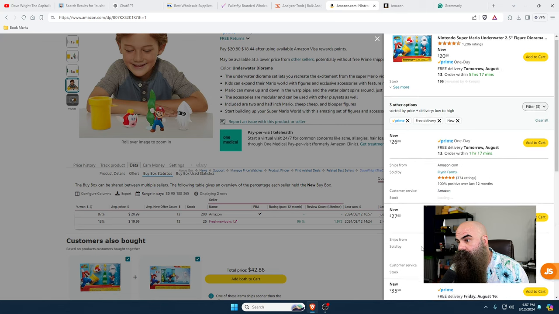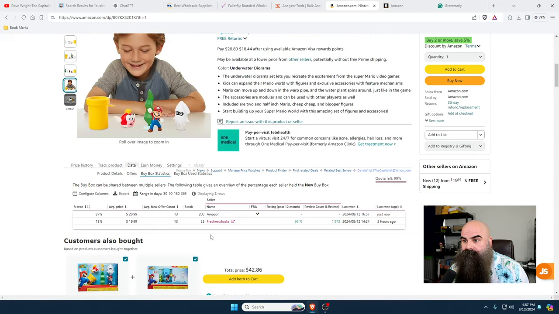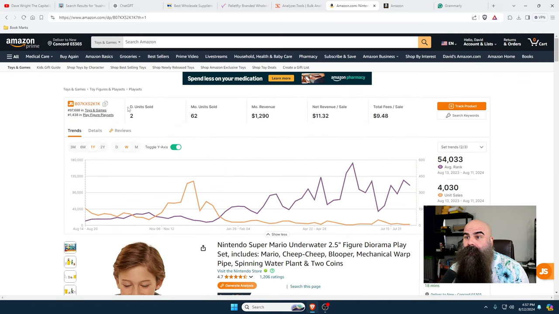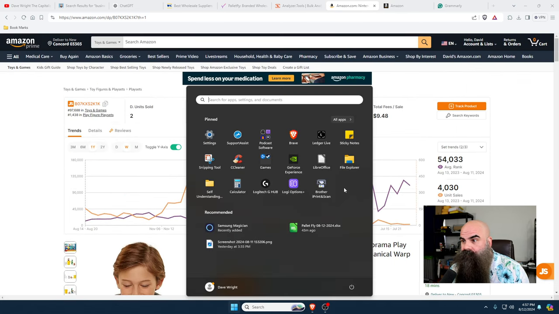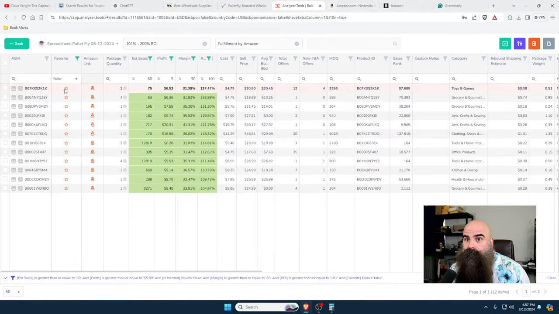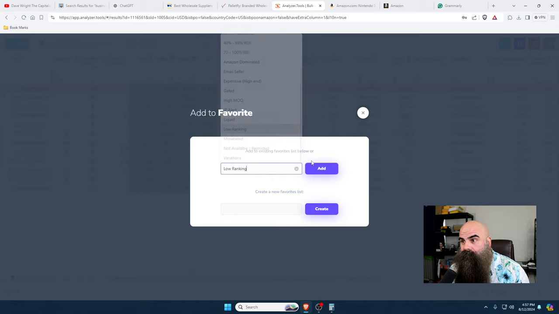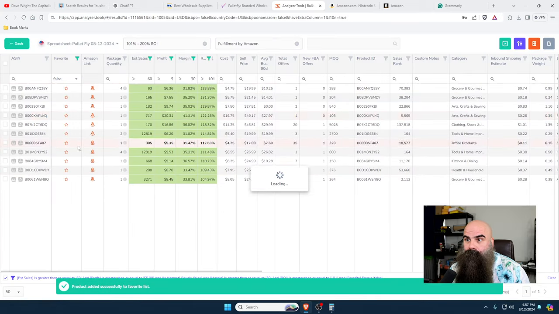So it looks like we have 4 people already. We would make 5. They've only really shared the buy box with one other person, but they have shared it. But we have 62 sales a month total divided by 5 people. If they really gave us our cut, we'd only be selling 12 a month. So this has just got too low of a volume for us. So we're going to call that low ranking.